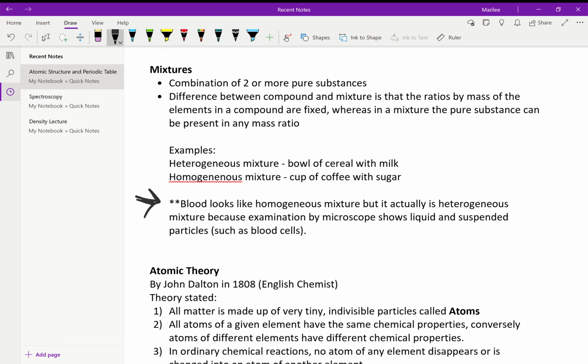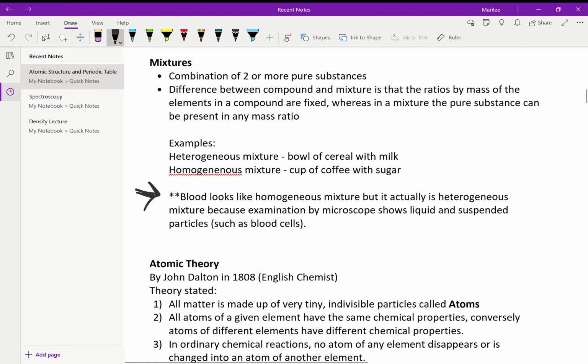Blood looks like a homogeneous mixture, but it actually is heterogeneous. If you look at a blood sample through a microscope, you can see that there's liquid and there are suspended particles. These particles are your red blood cells, white blood cells, and platelets. Those are all seen under a microscope. So therefore, blood is not homogeneous. It is a heterogeneous mixture.